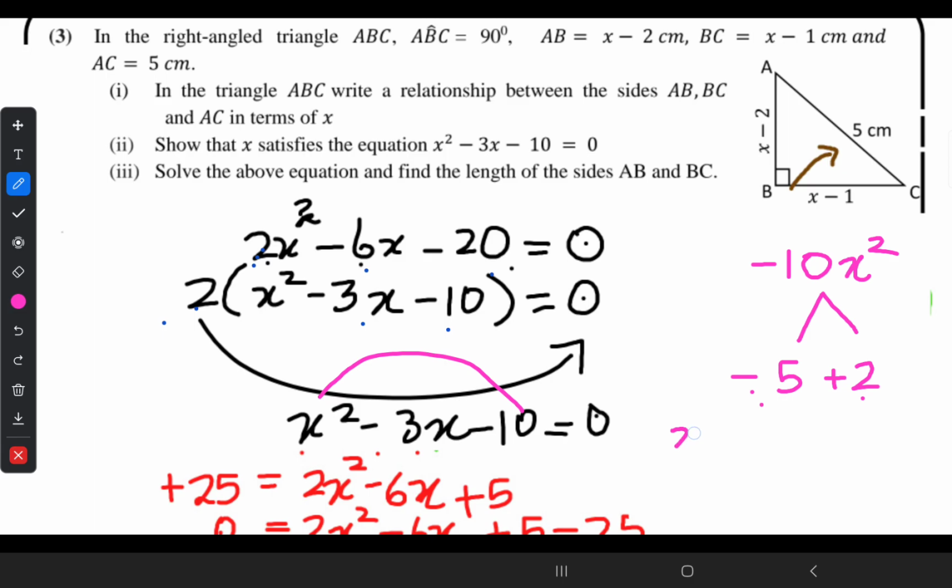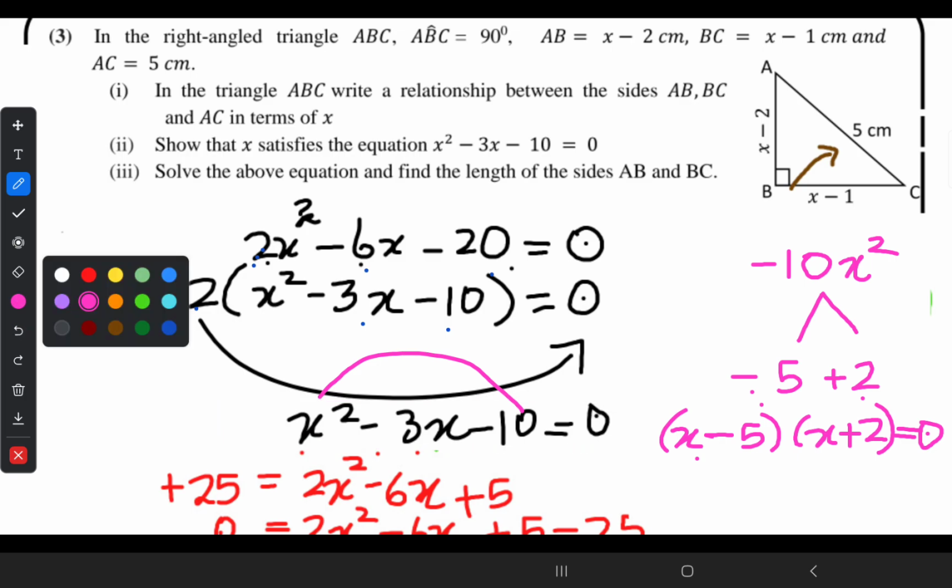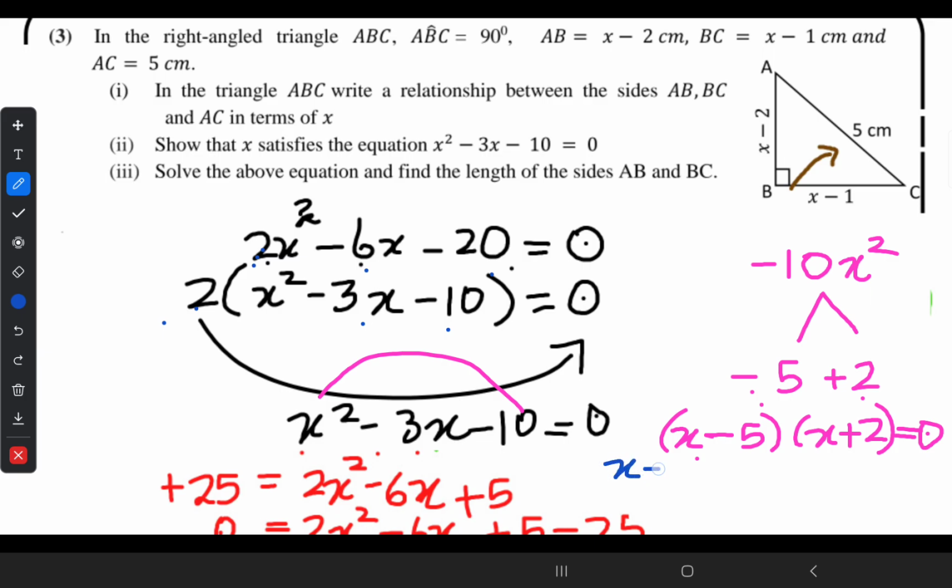So we found the factorization of this one: x minus 5 into x plus 2 equals 0. These are our factors. We've just factorized this in the quadratic manner. When we multiply two different values and get 0, one of them should be 0. So x minus 5 equals 0 or x plus 2 equals 0. These are the two possible ones.